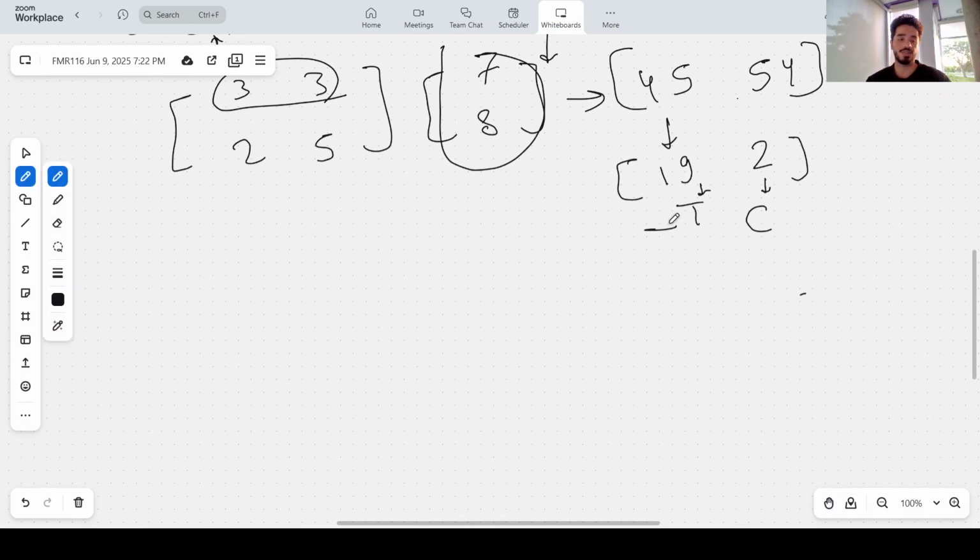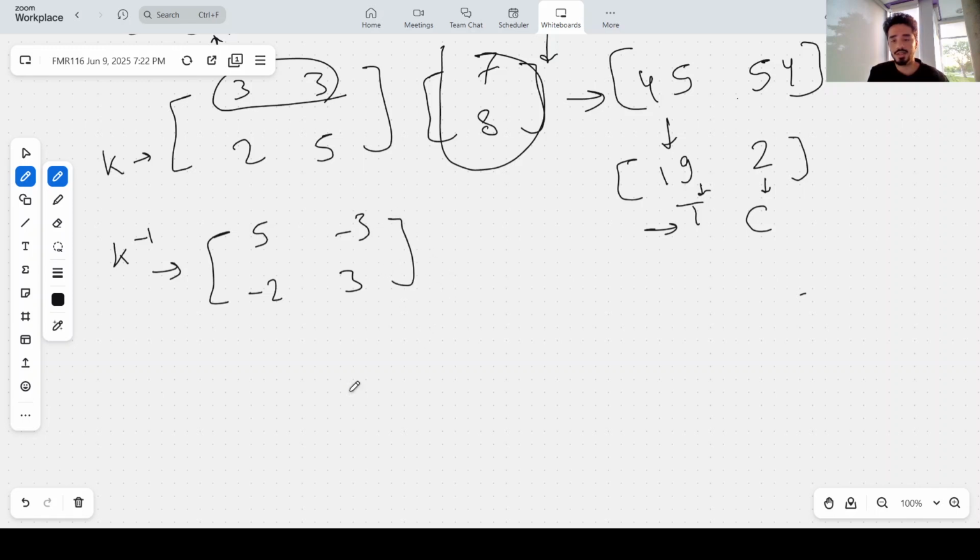To decrypt TC and get the original message, which was H and I, we can do the following. This is our K matrix, or key matrix. We need to get the K inverse. To get the K inverse, just switch the main diagonal, change the sign of the other diagonal, and get the determinant of K. So the determinant of K here is 3 times 5 minus 3 times 2, which is 9.